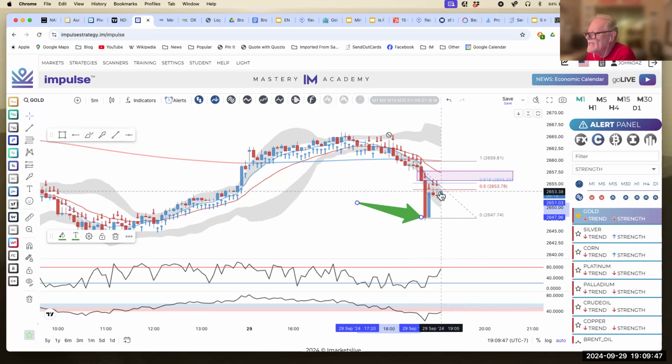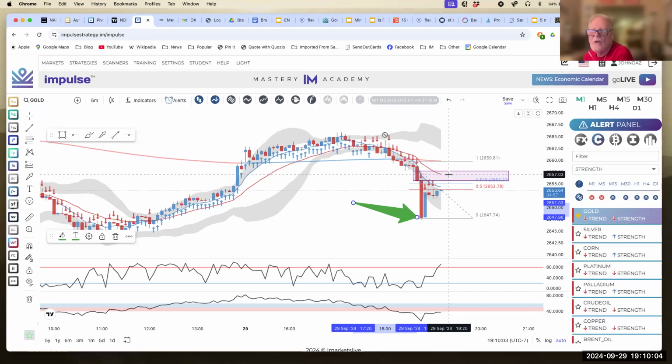Right now, I'm waiting to see where this goes. Is it going to reject off this line? Is it going to reject off the 618, our last point of resistance? If it breaks through that and goes up here, then we'll have to wait again. We'll have to run fibs again and see where we're at. So that's gold. Tony's keeping an eye on that for us.